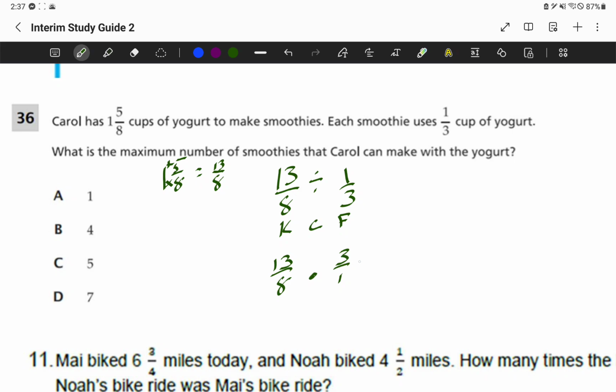And so now we multiply straight across. 3 times 13 is 39. 1 times 8 is 8.